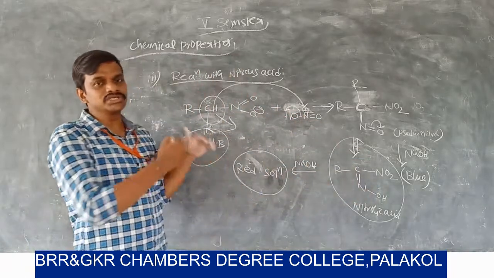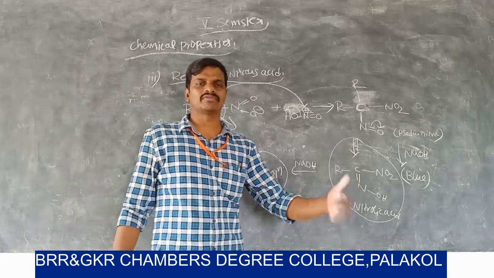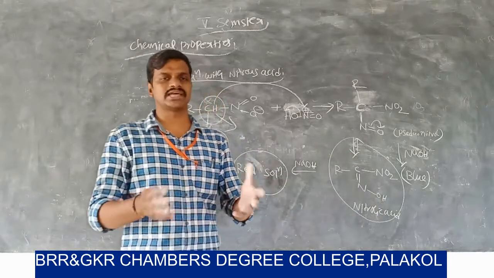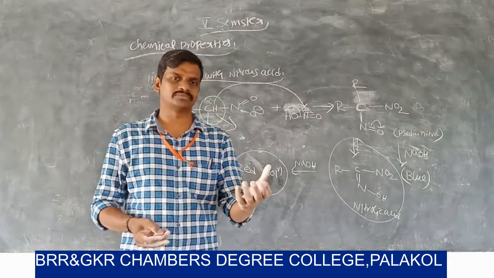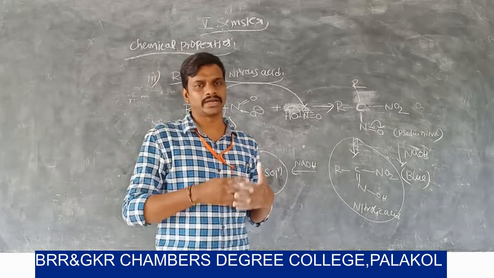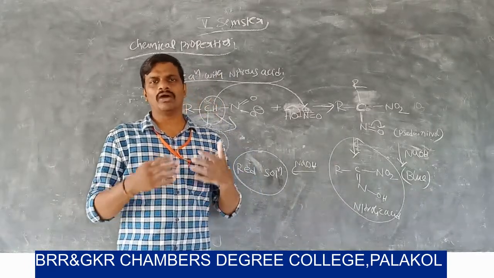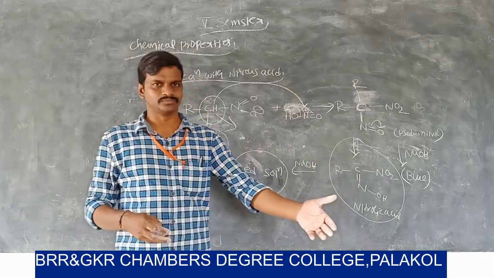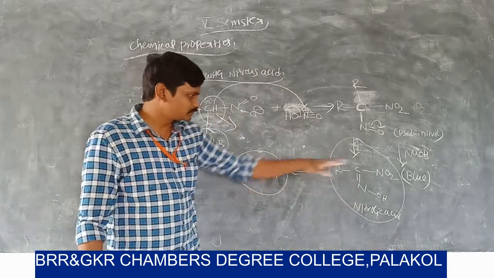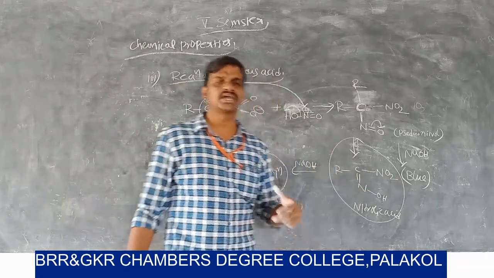This reaction is useful for distinguishing primary nitrohydrocarbon from secondary from tertiary nitrohydrocarbon. For example, we have one nitrohydrocarbon and we don't know its nature, whether it may be primary, secondary, or tertiary. Now we have to identify the nature of that nitrohydrocarbon. Then we can conduct this reaction, and from the formation of color we can identify its nature.